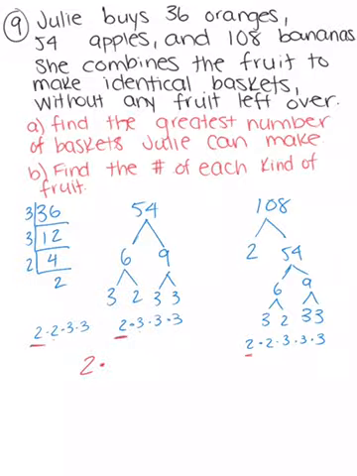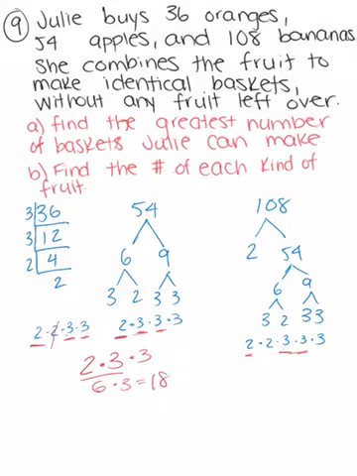There's a 2 here, but there's not a 2 here, so that doesn't work. There's a 3 here, a 3 here, and a 3 here, so I can use a 3. And then there's also a 3 here and a 3 here, so I can multiply times 3 again. So now I have 2 times 3, which is 6, and then 6 times 3, which is 18. So the greatest common factor is 18, but that means the greatest number of baskets that she can make is 18.